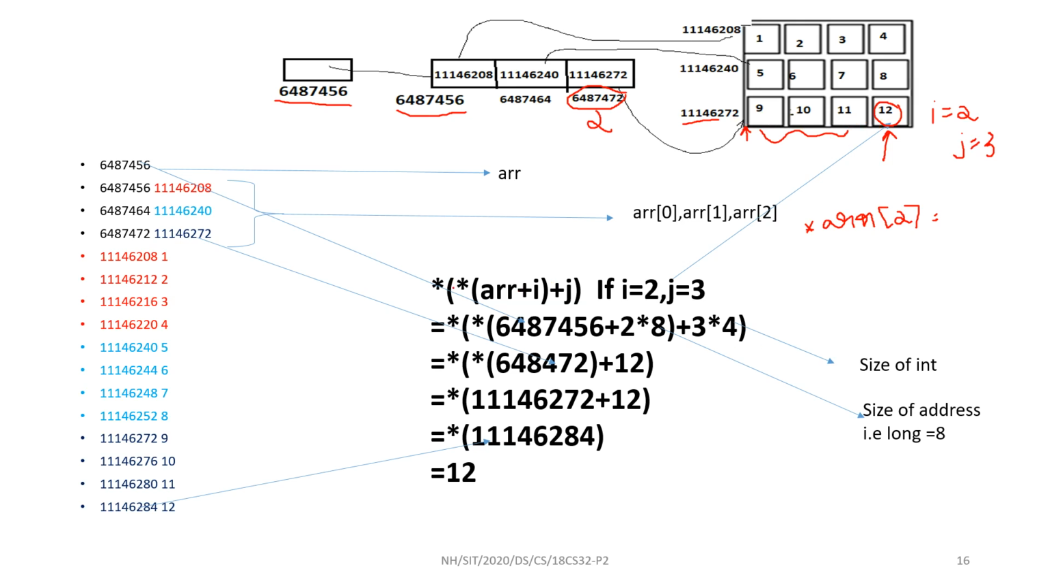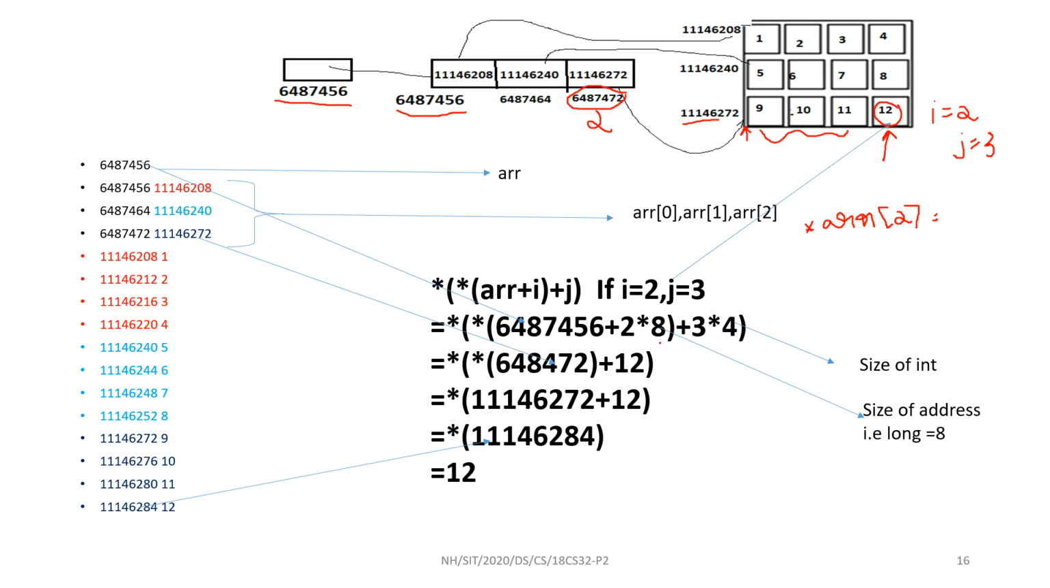The equation is simple: star bracket star of ARR plus I to retrieve this one, plus how much to skip, J, multiplied by 4. Okay, I will break everything down. I think a different example. Say I equal to 2, J equal to 3. First you substitute it. Star star. This is there in the print statement in the previous slide. Base address of the array 6487456. Okay, plus how much to skip?